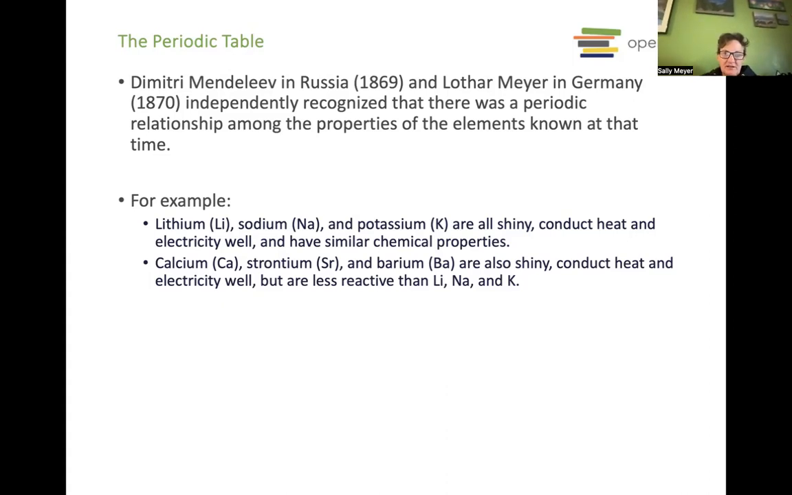I've mentioned Mendeleev. He is the most famous one for creating the periodic table. I did not know that someone named Meyer also independently recognized that there was a periodic relationship between the properties of the elements. The periodic table was created in 1869 and 1870. Quantum mechanics wasn't completely developed until 1926, so they're doing all of this before we knew anything about orbitals.